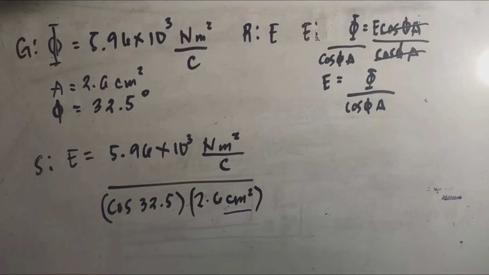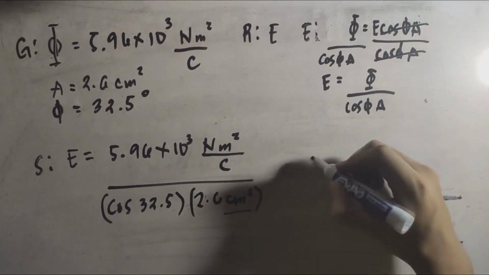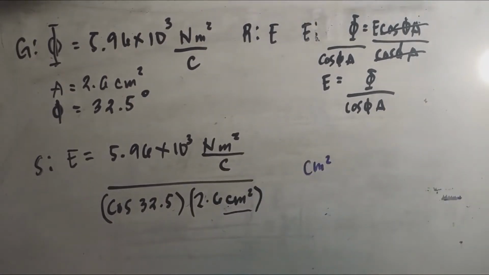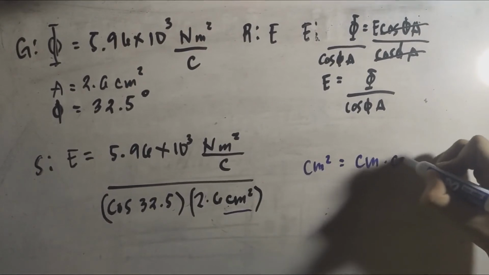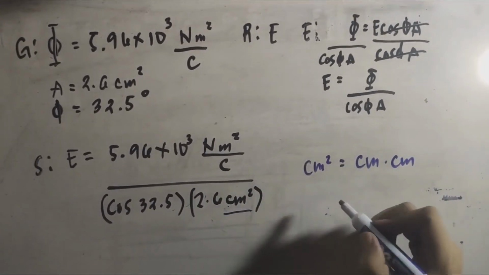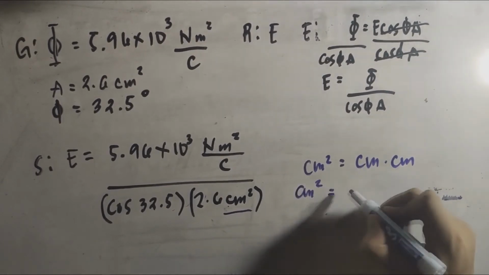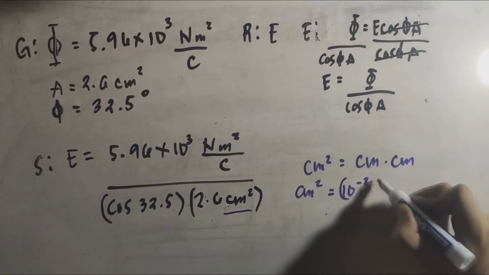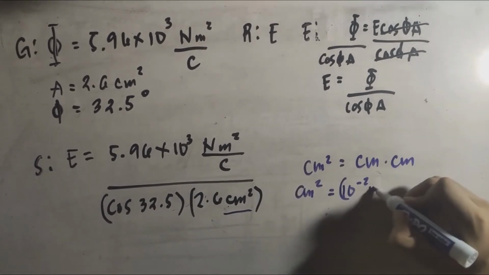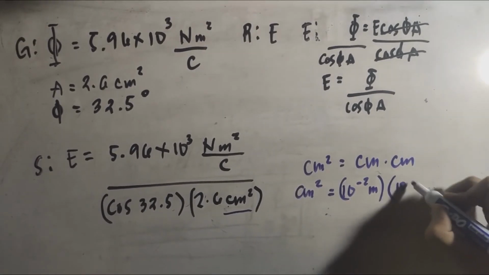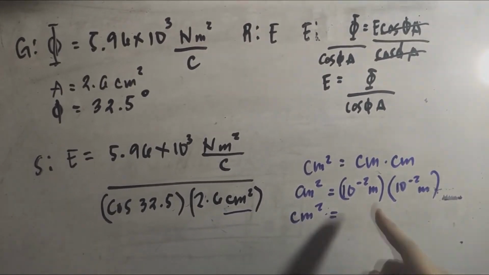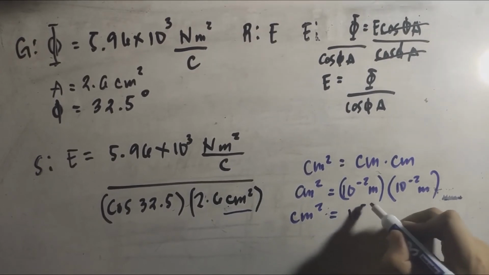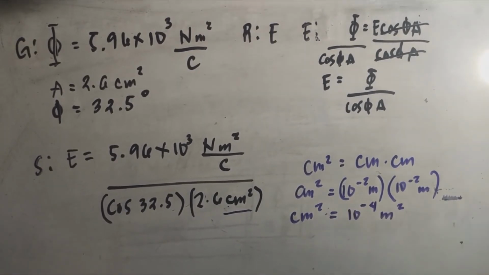Okay, so let's grab cm squared. That is equal to cm times cm, right? Then centi is 10 raised to negative 2, correct? Times, so don't forget the unit. Okay, multiplied by 10 raised to negative 2. So that would mean cm squared is equal to 10 raised to negative 4 meter squared. Then substitute this to cm squared.